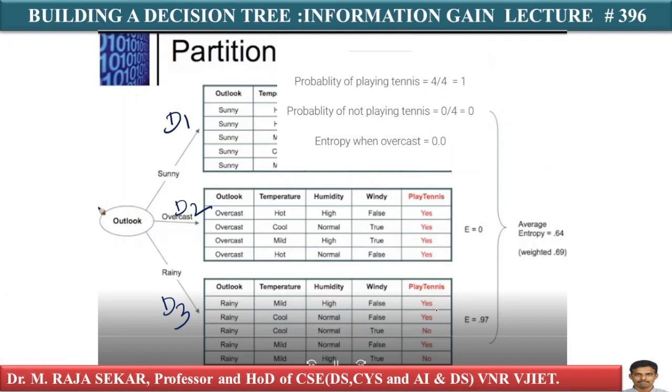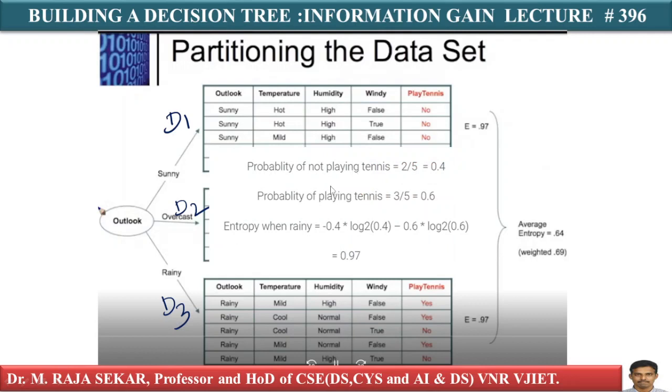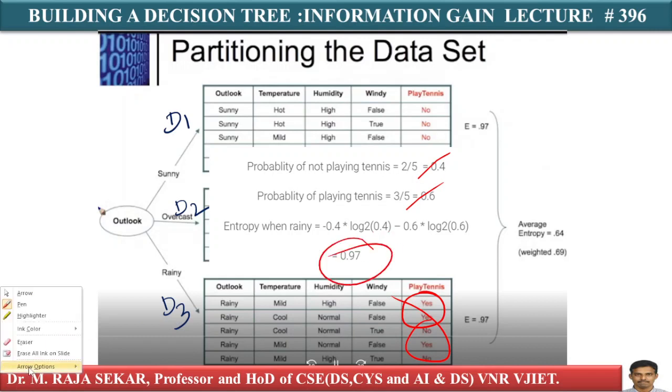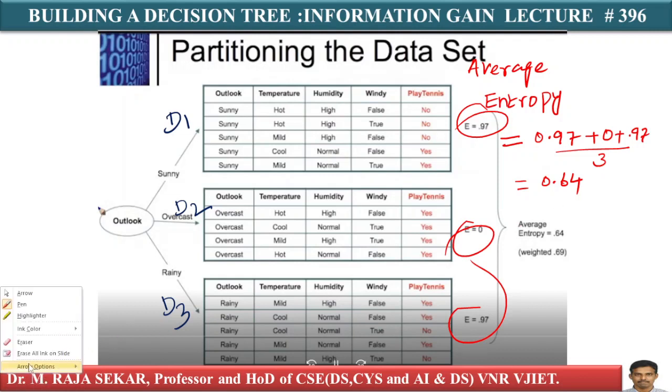What about this entropy? How will you get this entropy? Same, just like the first case. Just see this one. What is the probability of playing tennis? How many yes's are there? There are 2 yes's, therefore that is 2 by 5. How many no's? 3 by 5. That is minus 0.4 into log 0.4 base 2. Same thing, you will get 0.97, isn't it? Now what we have to do? Average entropy. How will I get average entropy? Just 0.97 plus 0 plus 0.97 by 3, that is 0.64 you will get, isn't it?